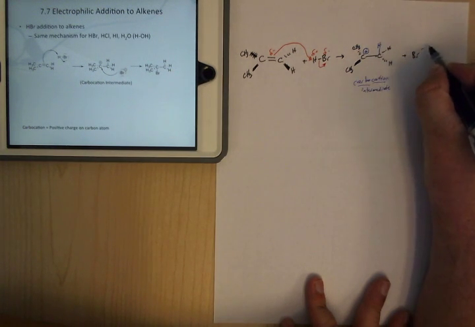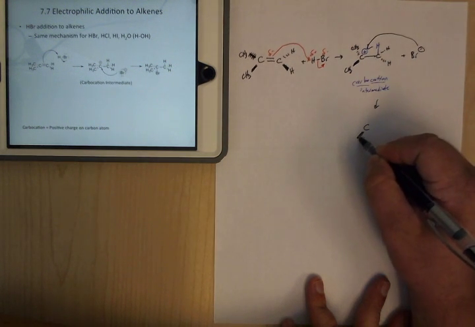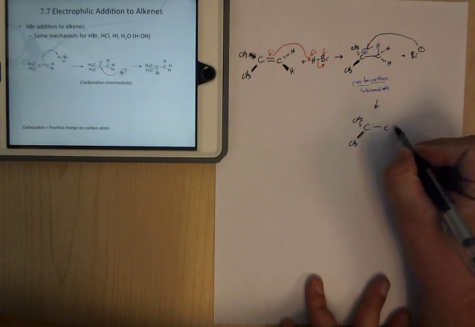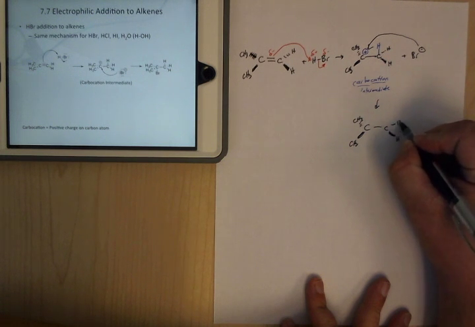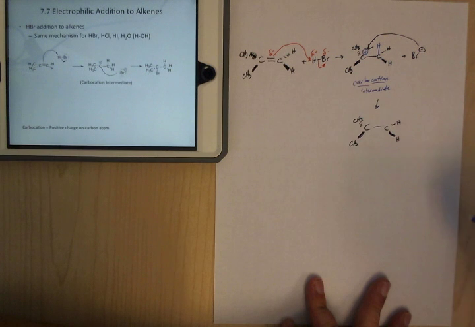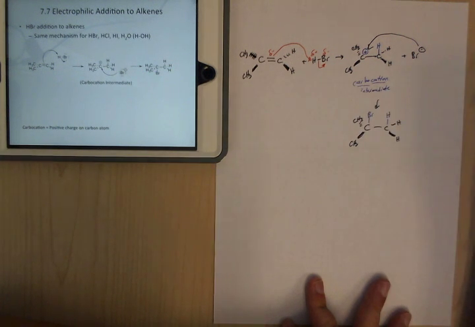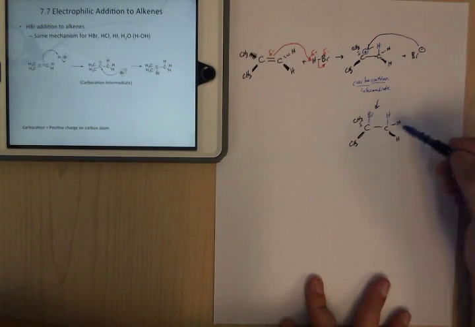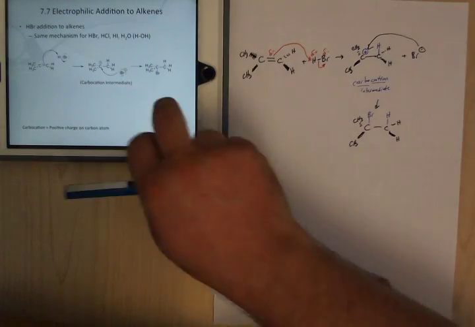Okay, so Br minus can come back and attack to form this. Or down, it doesn't actually matter. In this case it doesn't matter because that's not chiral. Neither one of these is chiral. We're going to see cases where it makes a difference which side it goes to.